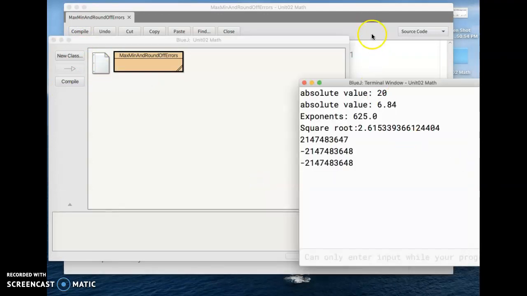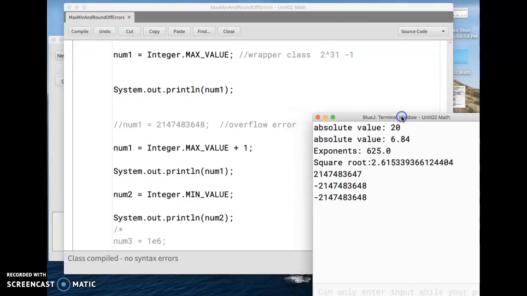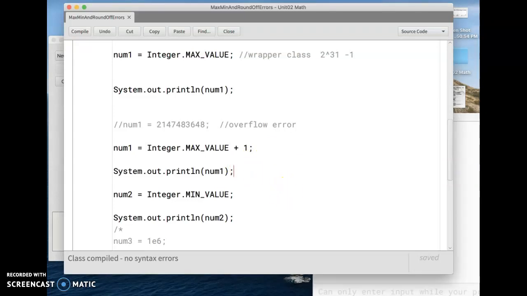So I ran that. And you can see that this number right here was my max value. I added 1 to it. So what I output here is this number, which is exactly the same as the minimum value for an integer. Weird, right? Okay, that's what I like to call the max goof part. I don't know what they actually call it in real life.